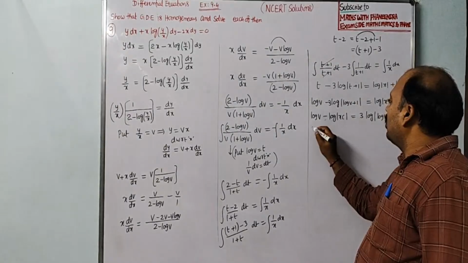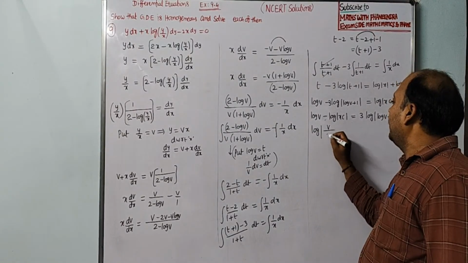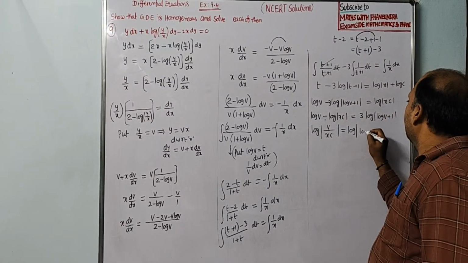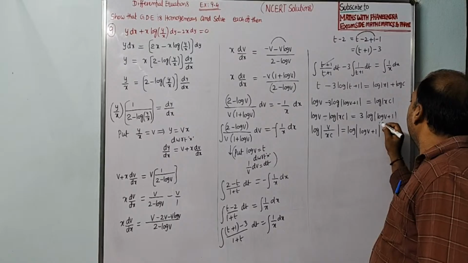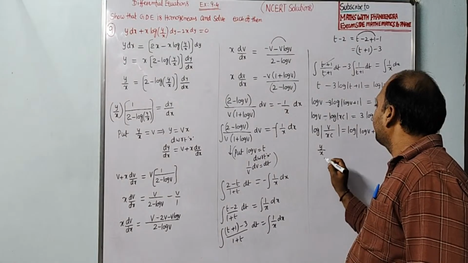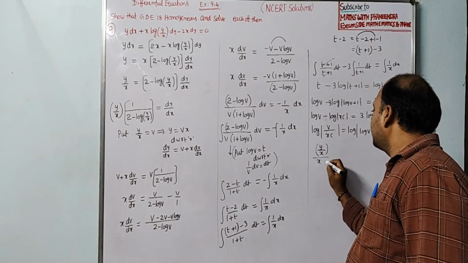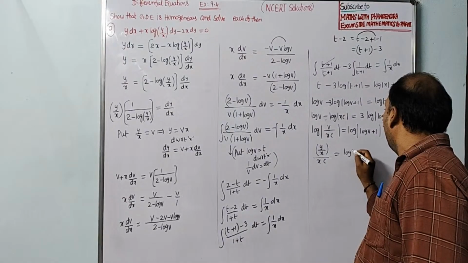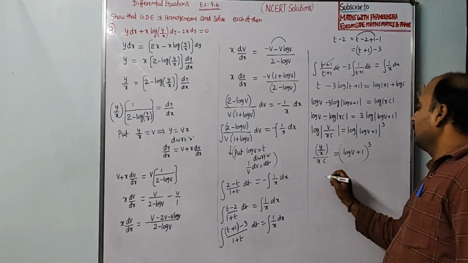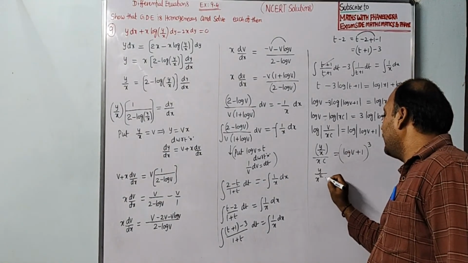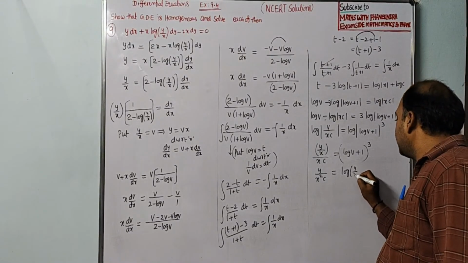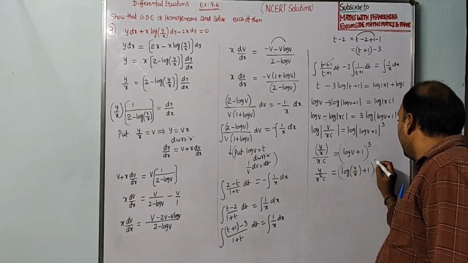So log a minus log b is log a by b. So log v by xc is equal to log v plus 1 whole power 3. So v means what? y by x. So y by x square c is equal to log of y by x plus 1 whole power 3.